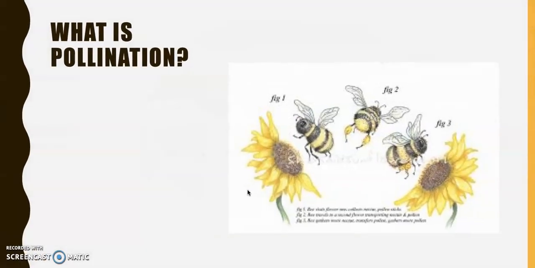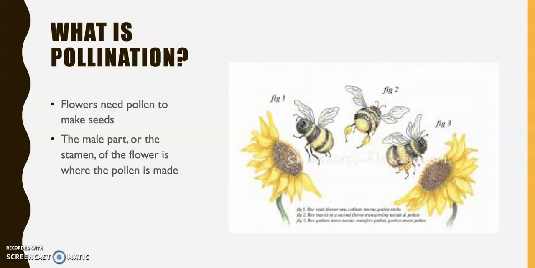Now, what is pollination? Now you can see over here, I put a picture up for you guys. So we've got a flower, and we've got a nice little bumblebee, and look, over here he doesn't have anything on his legs, and then he's got some pollen on his legs, and then he's going to land on a different flower. So this is pollination. So pollination needs to happen so flowers can make seeds to produce more flowers.